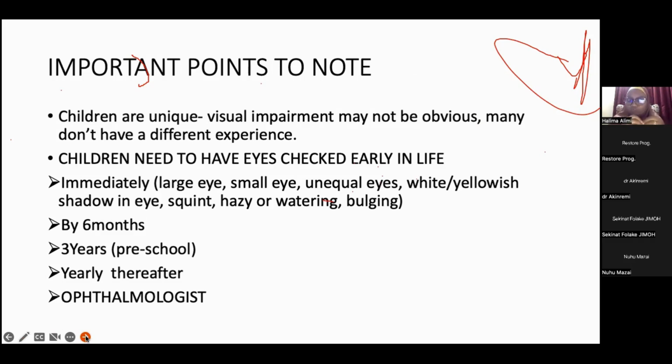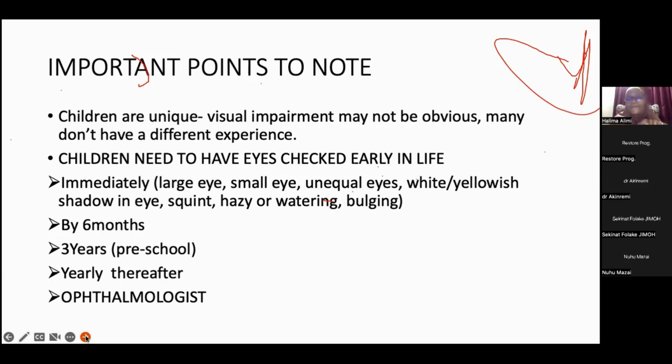And if your child as a baby, even if it's a newborn or a few weeks or months old, you notice a large eye, or the eyes are unequal, one looking larger than the other, or an eye strikes you as small or smaller than the other, or you see a whitish or yellowish shadow from inside the black part of the eye, or your child has a squint, which means the eyes are not looking in the same direction, or the black parts of the eye are looking hazy or watery or bulging, immediately is when you should have this checked out.